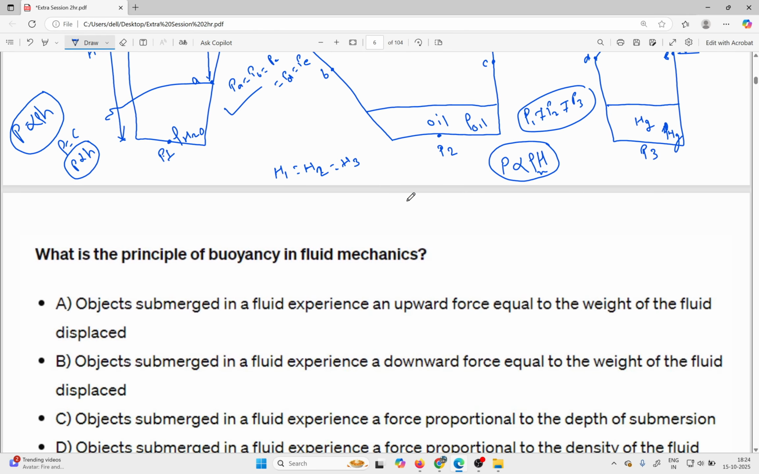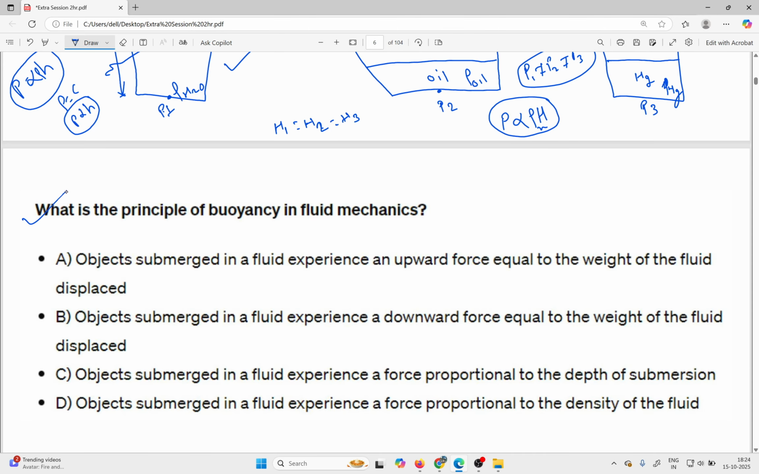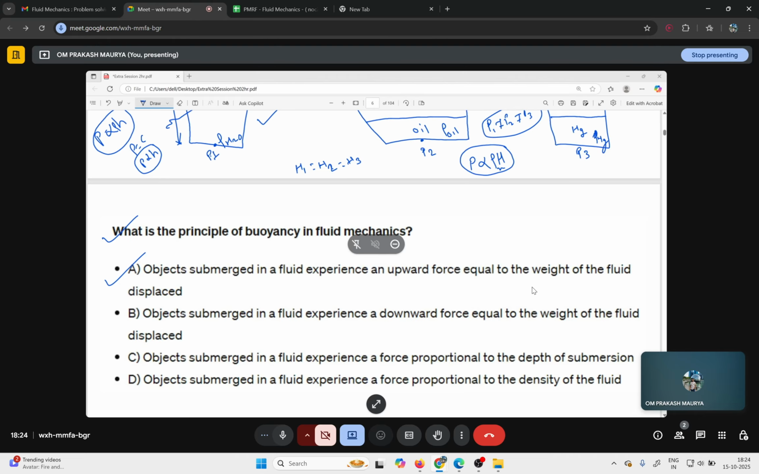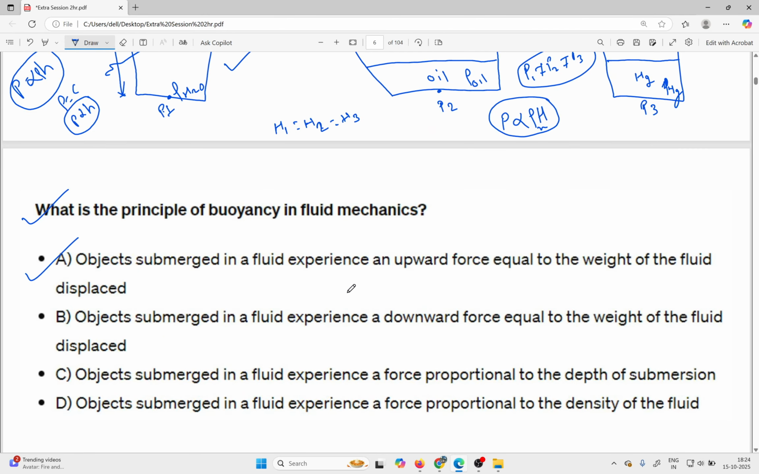Okay. So now let us move with the next question. Next question is very, very important. What is the principle of buoyancy in fluid mechanics? The principle of buoyancy. So option A, objects submerged in fluid experience an upward force equal to the weight of the fluid displaced.